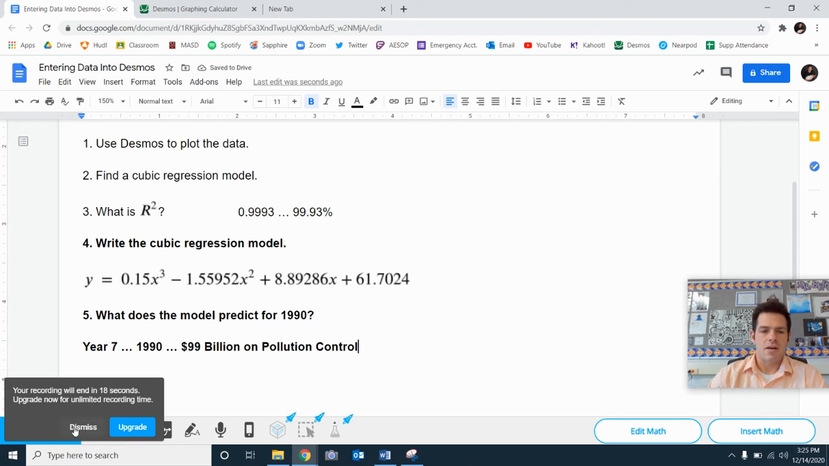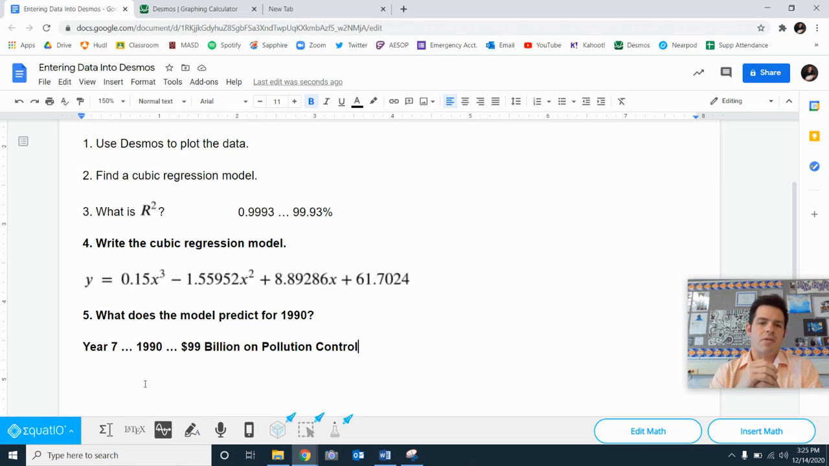Sounds kind of crazy. But again, using this cubic regression model, actually being able to type it out, even though it's kind of crazy decimals there, and then being able to predict the future helps us be able to get ready for that future.